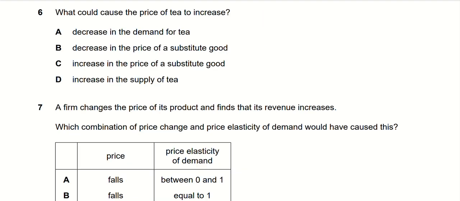Okay, question 6. What could cause the price of tea to increase? A decrease in the demand for tea? That is not necessarily true. Decrease in the price of a substitute good? No, but the increase in price of a substitute is true. Why? Because if a substitute good's price increases, then the people who are producing the original good would be like, if their prices are high, so can mine be.